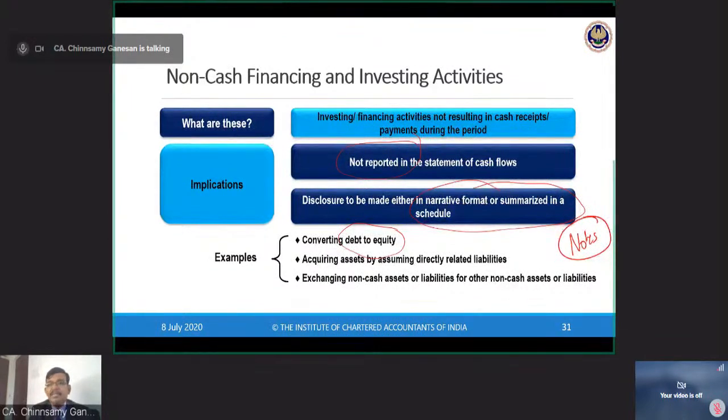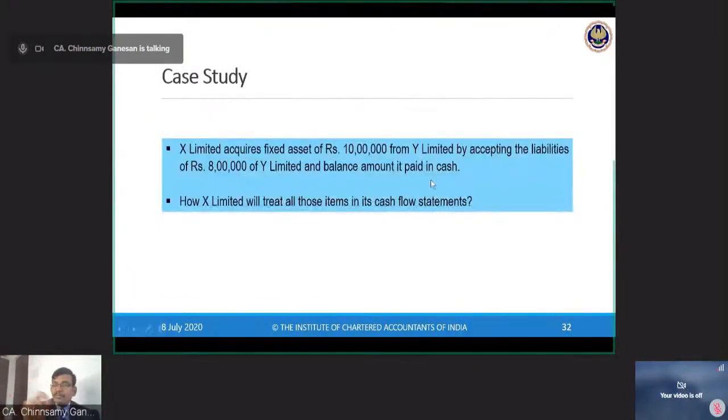lakhs by accepting a liability of 8 lakhs. So balance is paid in cash. So the 2 lakh alone will be shown as part of your acquisition, but you will make a cross reference to a narrative note saying that the actual cost of purchase of fixed asset is 10 lakhs, out of which a liability has been taken from Y Limited.